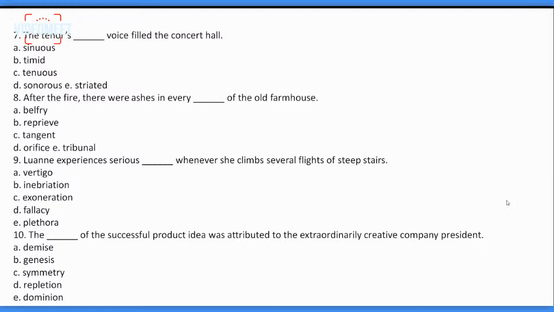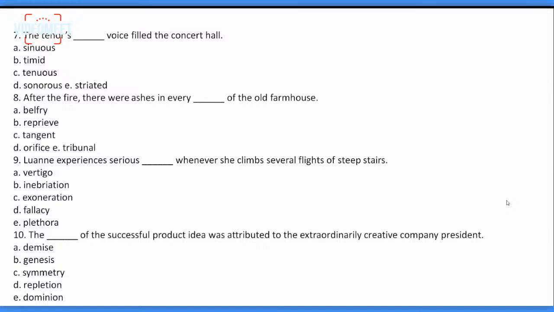Now the 10th question says, the dash of the successful product idea was attributed to the extraordinarily creative company resident. Now, the dash of the successful product idea. So that means we are looking for a positive word here, because we are talking about the product's success, right? It was attributed to the extraordinarily creative company resident. So there is a company resident who is extraordinarily creative, and maybe he was the man behind the successful product idea, right?